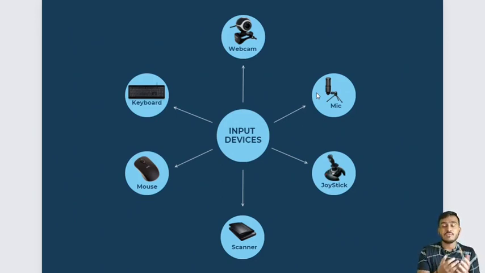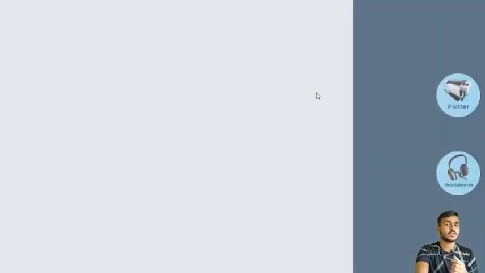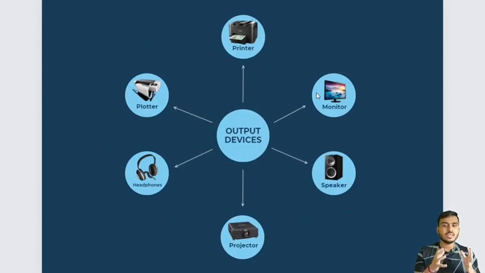Then we also have a set of output devices. Whenever we perform any action on the computer system, the computer usually gives us some output. The output devices which we commonly use in our computer system are the monitor, the printer, speakers, and headphones. These are nothing but output devices.